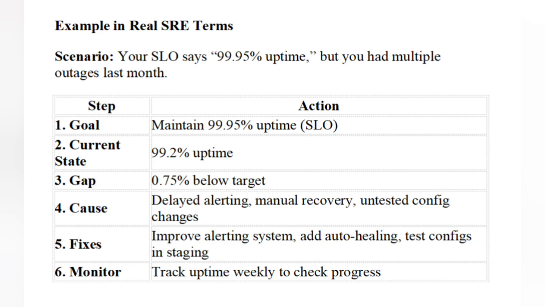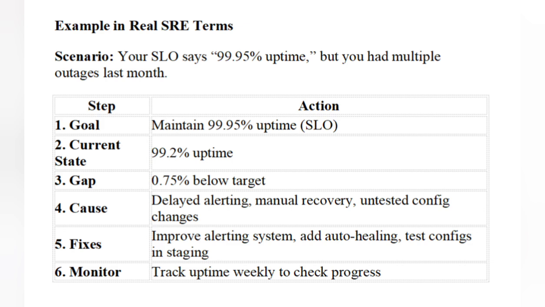Now let's discuss a simple example in real SRE terms. The scenario is your SLO says 99.95% uptime, but you had multiple outages last month. So let's discuss the steps and the actions. In the first step, the goal, the action would be to maintain 99.95% of uptime, that is your SLO. The current state is 99.2% of uptime. Now the gap becomes 0.75% below the target. You had to maintain 99.95, but you are maintaining 99.2.